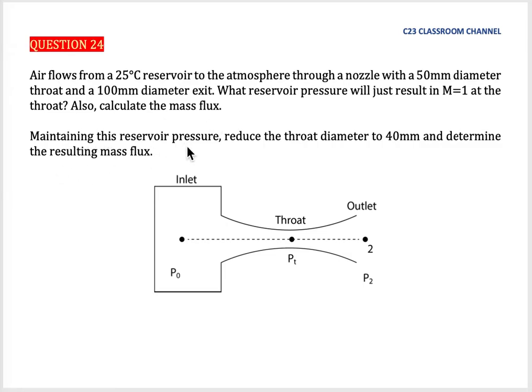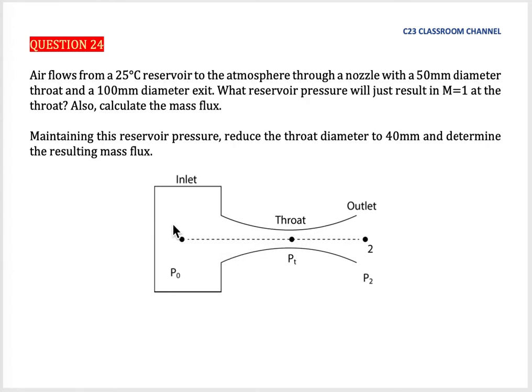Maintaining this reservoir pressure, reduce the throat diameter to 40 millimeters and determine the resulting mass flux. So from this question, I hope you could imagine this device. We have a reservoir here with a certain pressure, and then we connect this reservoir with a convergent divergent nozzle. And the smallest cross-section area here is known as throat.